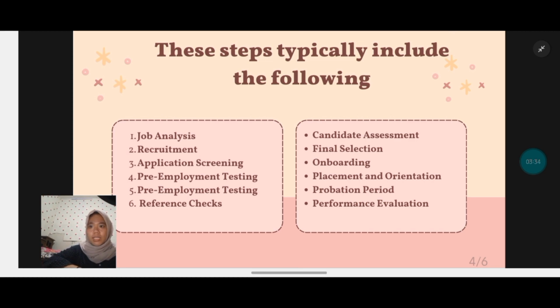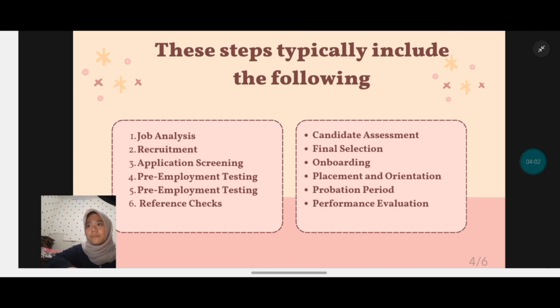Number 5, conduct interviews. Assess the candidate's qualifications, skills, and suitability for the job. Interviews may include one-to-one interviews, panel interviews, and behavioral interviews. Number 6, reference check. Contact the candidate's references to gather insight into their work habits, attitudes, and past performance.